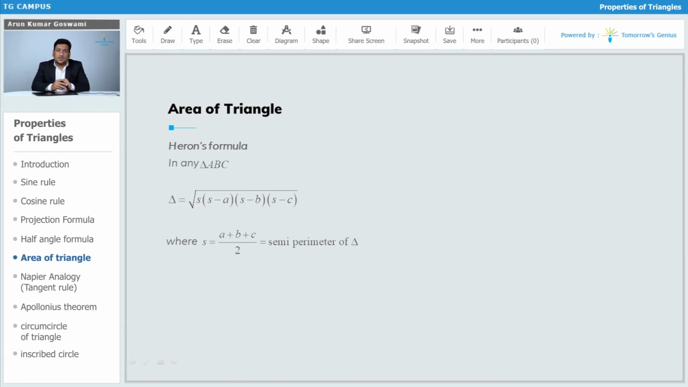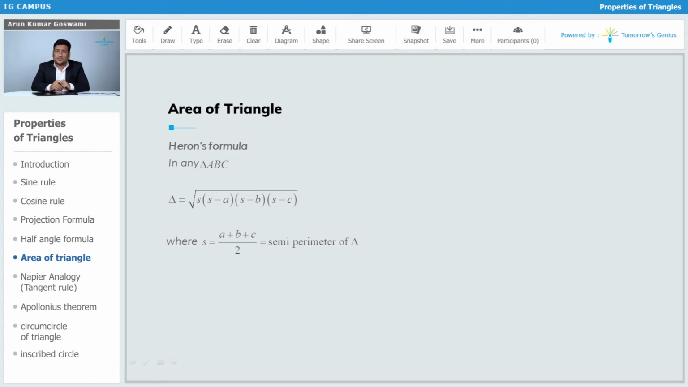Now we are going to see the area of triangle formula. Okay, this we have done already. Basically, this formula, everyone is familiar with, Heron's formula for the area of a triangle, especially for the scalene triangle, where we don't know about the sides and we don't know about the angles. Basically, what is the relation between the angles, or what are the angles given?